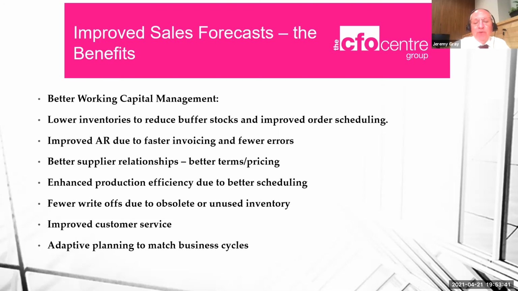Also, if you know what's going to happen, you can avoid write-offs due to obsolete or unused inventory. If you know that the sales of a certain range of products are beginning to decline, and you can see that down the road, 3 months from now, 6 months from now, those sales are going to be lower, you can start planning your inventories, making sure you don't end up with obsolete stock or unused inventory.